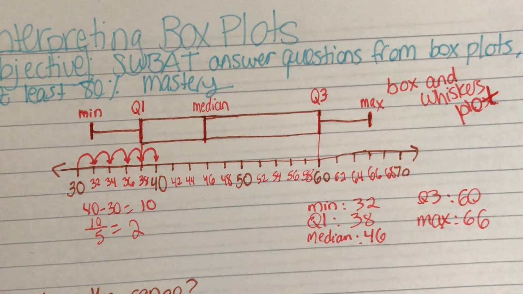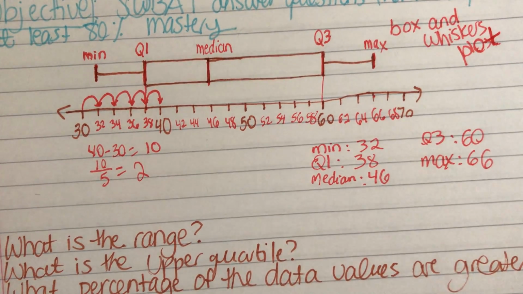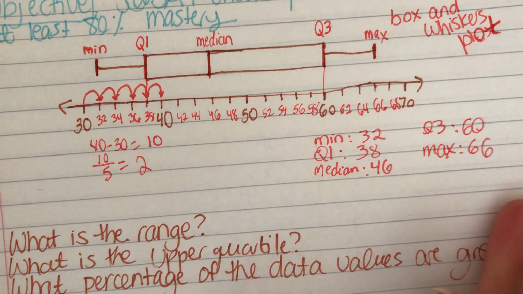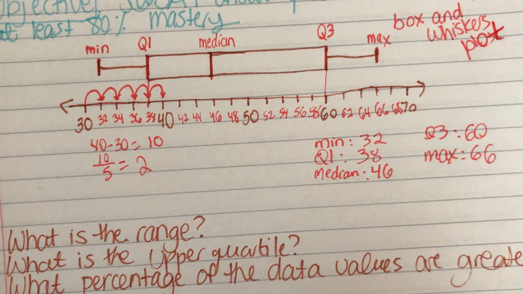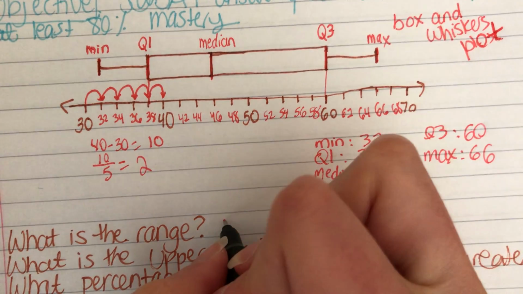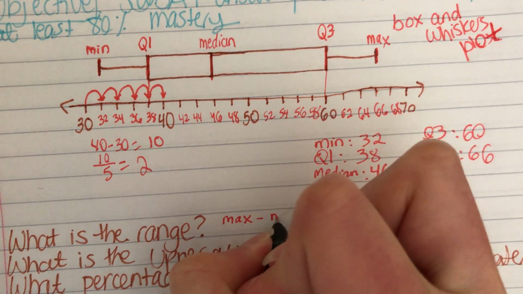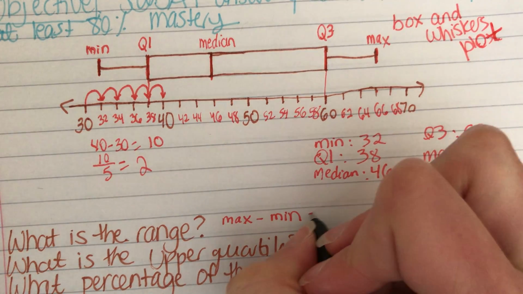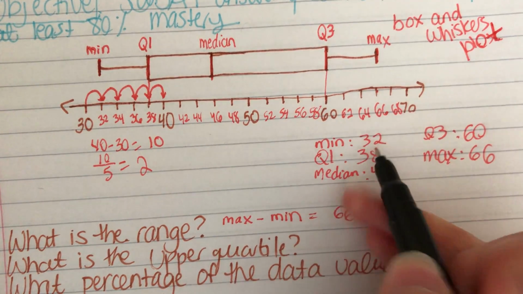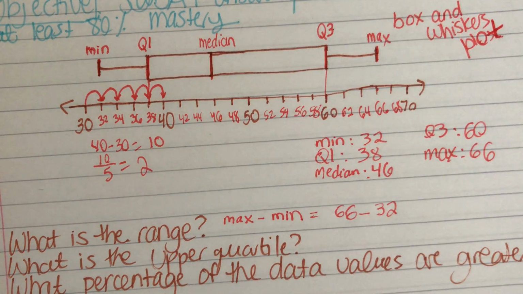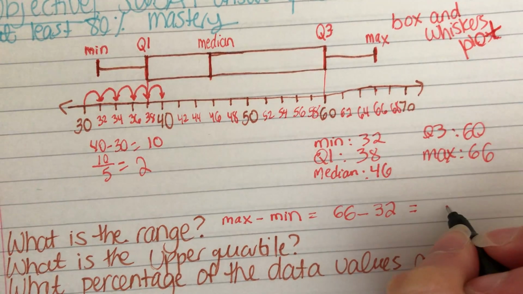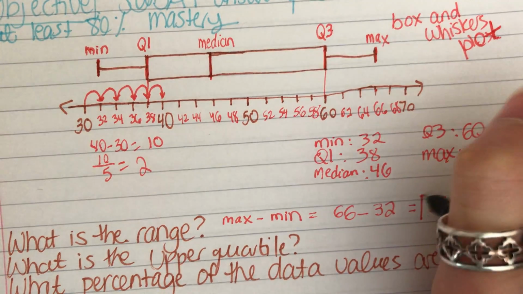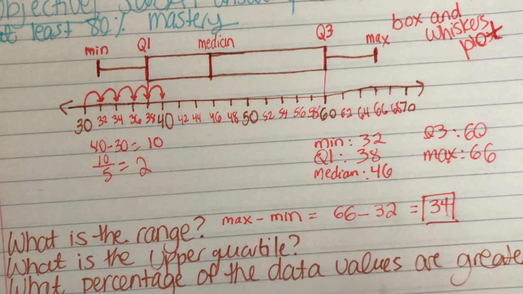Now let's ask ourselves a couple of questions. What is the range? You're going to see all the practice problems today are on Delta Math. There's no exit ticket or anything like that. So these are the types of problems you're going to see on Delta Math. The range is simply the max minus the min. We found that the max was 66 and the min is 32. So what is 66 minus 32? 34. So that's the range. Again, that was just the maximum minus the minimum.